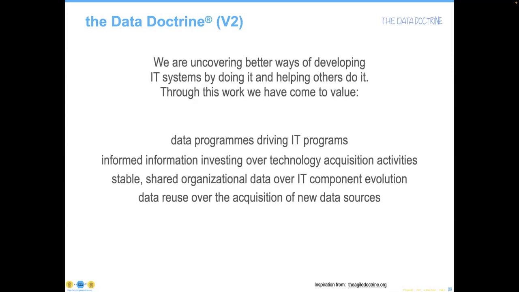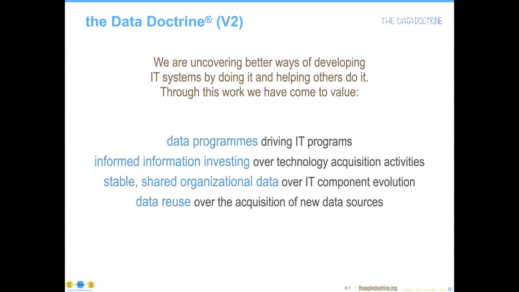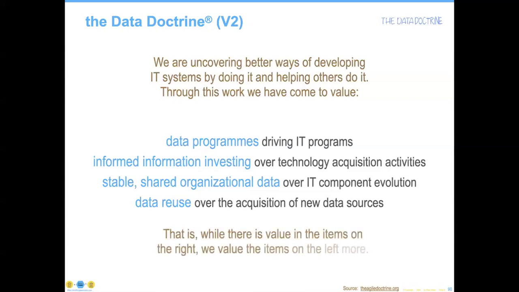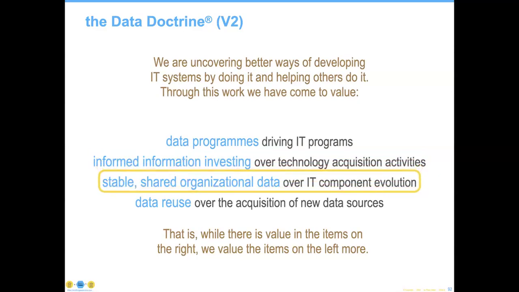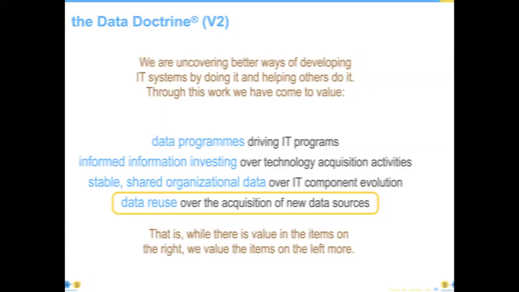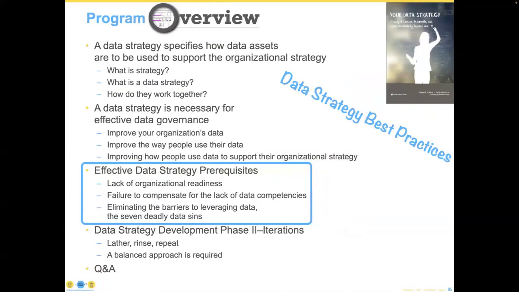I'll take this if it looks familiar. It's from the Agile Manifesto, of course. We are uncovering better ways of developing IT systems by doing it and by helping others do it. Through this work, we have come to value. And of course, the key here is there's value with the items on the right-hand side, but on the left, we value those items more. We value the idea of making sure that data programs drive IT programs and not the other way around, that we value informed information investing over technology acquisition, that we value stable shared organizational data over IT component evolution, and that we value data reuse over the acquisition of new data sources.